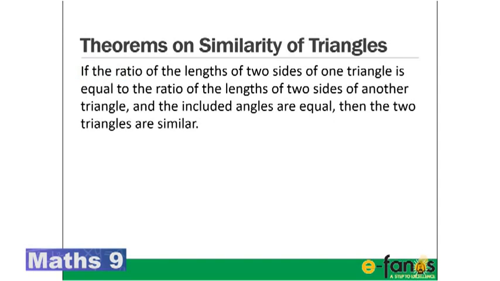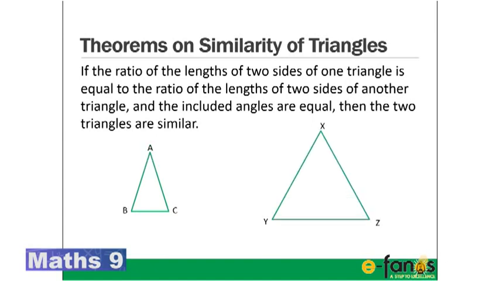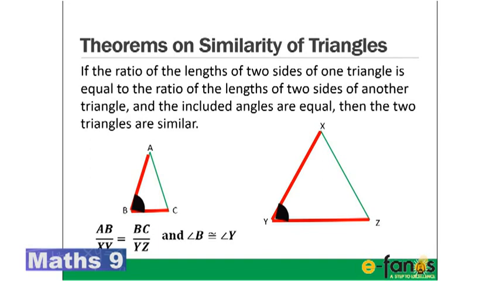If the ratio of the lengths of two sides of one triangle is equal to the ratio of the lengths of two sides of another triangle, and the included angles are equal, then the two triangles are similar. So for ABC and XYZ, if the ratio AB over XY equals the ratio BC over YZ, and the angle between them, B, is equal to the angle Y, then we can say that triangle ABC is similar to triangle XYZ. This is the SAS, or side-angle-side theorem.